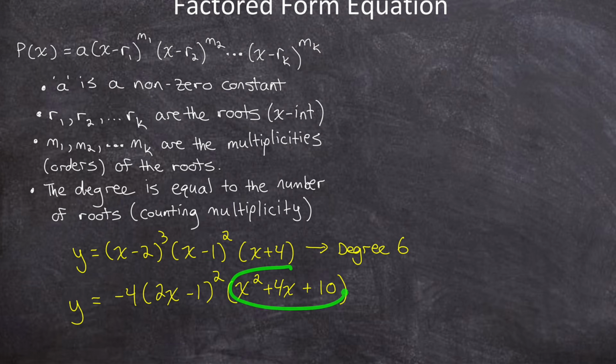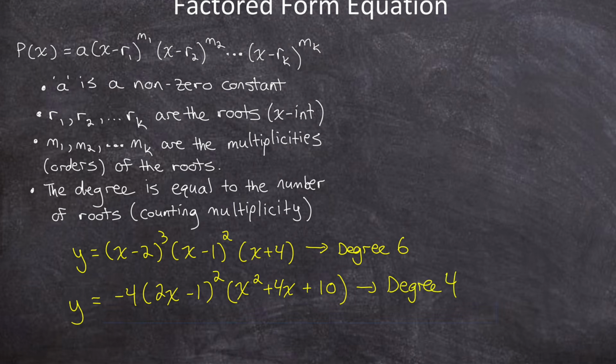But this factor doesn't have any real roots. That's okay, it does have 2 imaginary roots. So we do include those when adding up the number of roots. So this factor has 1 root, but it's repeated twice, we count that as 2 roots. And this factor has 2 imaginary roots, so we count those as well. So 2 plus 2 is 4, so this is a degree 4 function.